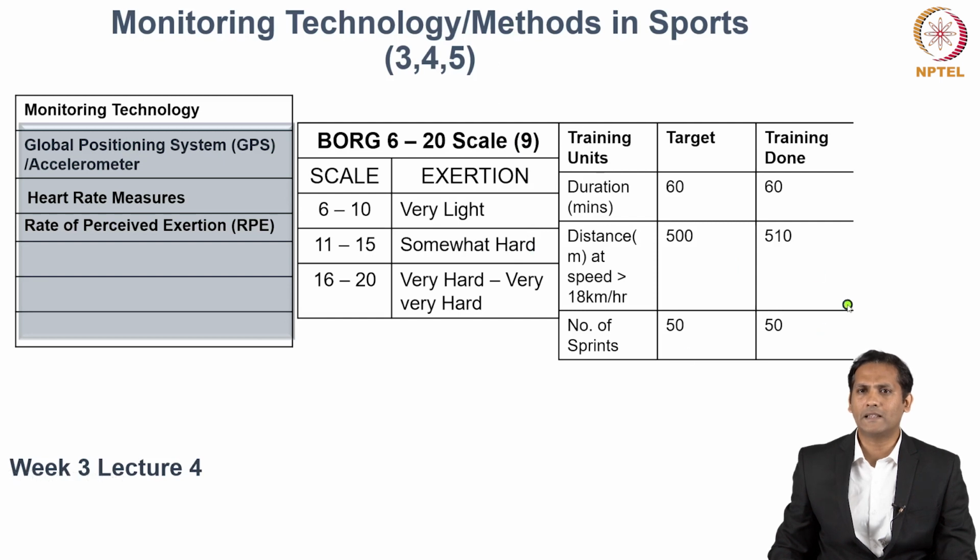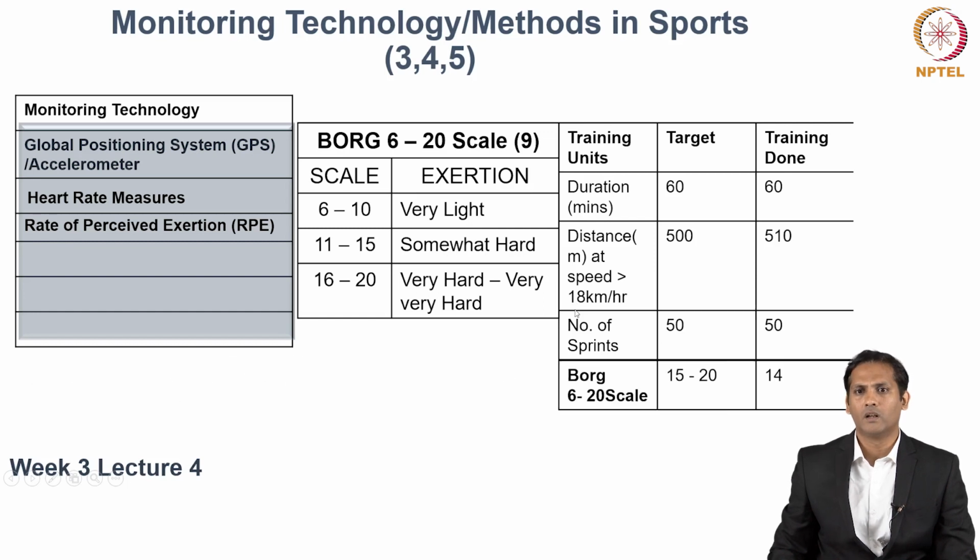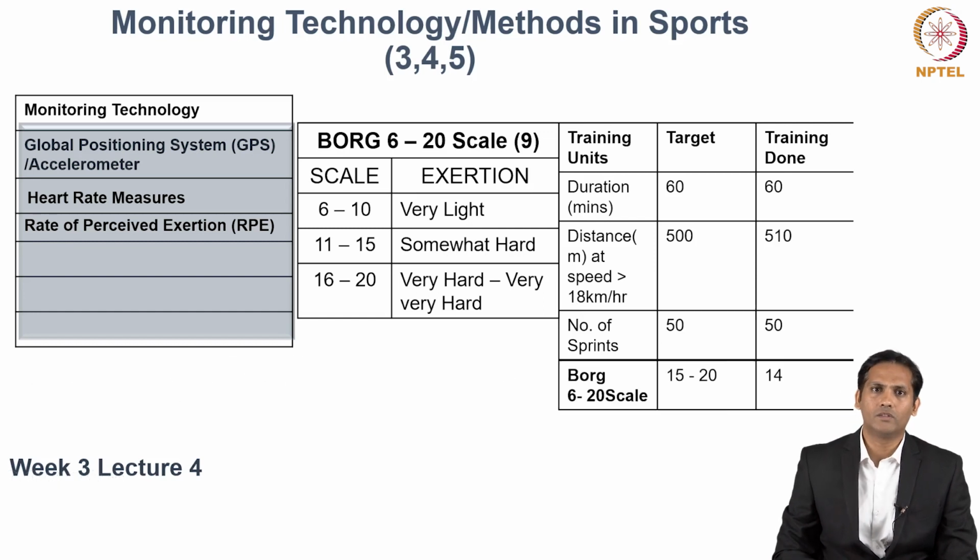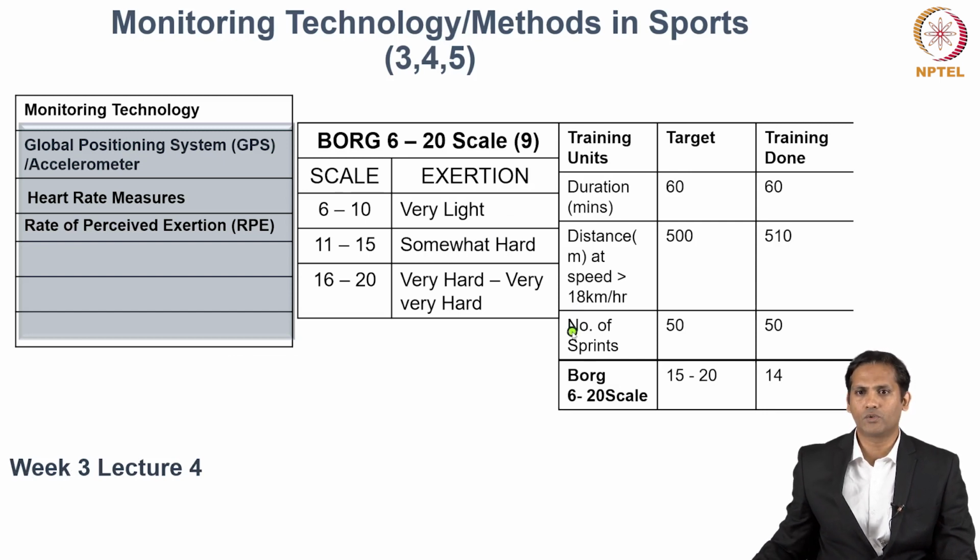Now let's consider an example where you have prescribed a target of 60 minutes duration to cover a distance of 500 meters at speed greater than 18 km per hour. Now let's add the Borg scale. You prescribe the target to train this speed session with 15 to 20, which means that the heart rate should range between 150 to 200 beats.